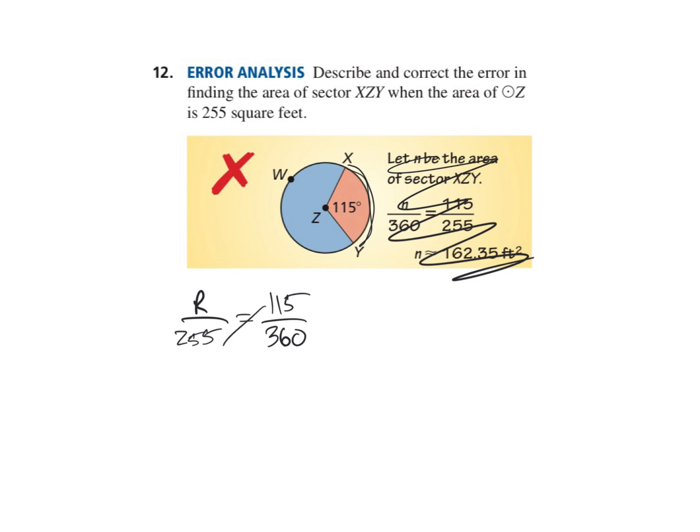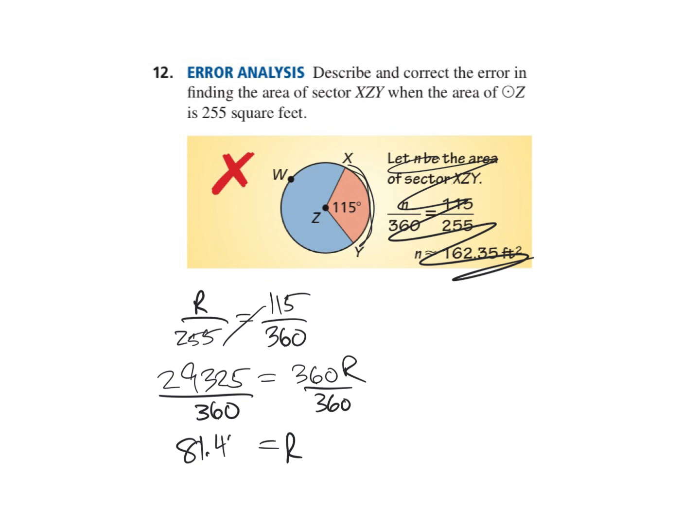So let's figure this out. So 115 times 255 equals 29,325 equal to 360 R. So divide by 360. And the area of the red section is 81.46. Now let's erase and see what they have. So they have, okay, they put the 115 degrees over the area of a circle. And that's why they got the wrong answer. They just put everything in the wrong position.